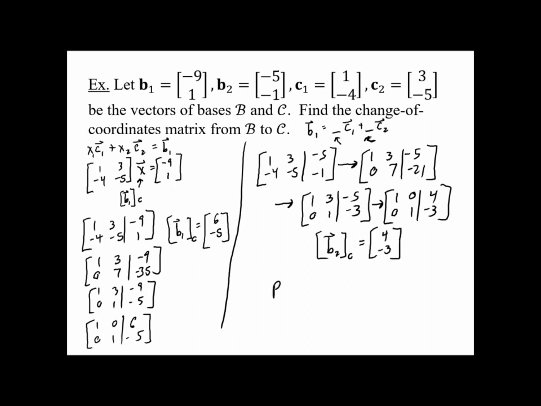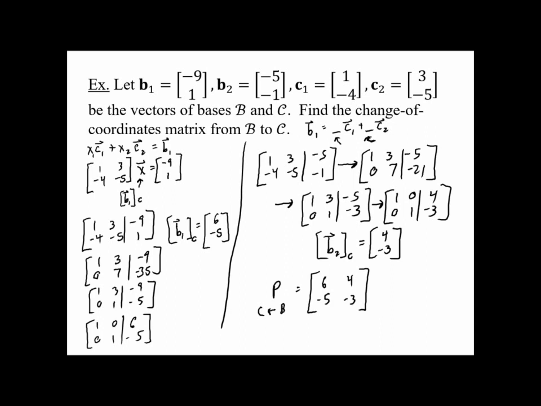So finally, my matrix that changes from B to C, and by the way, I have absolutely no idea why they do these arrows backwards. I don't have any clue. Sorry. So the change in basis from B to C, the first column would be the coordinates of B1 with regards to C, and the next would be the coordinates of B2 with regards to C, so that'd be 4, negative 3. Okay, so there's our change in basis matrix. Cool.